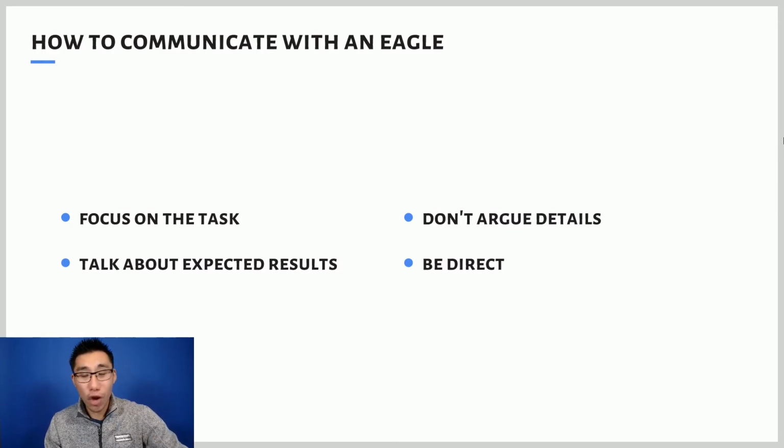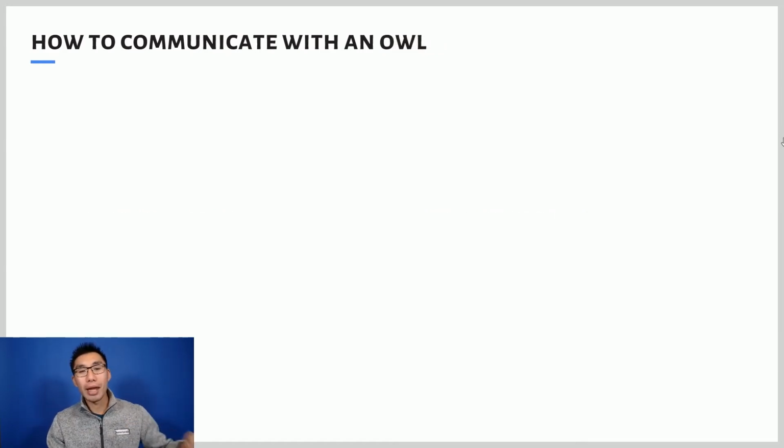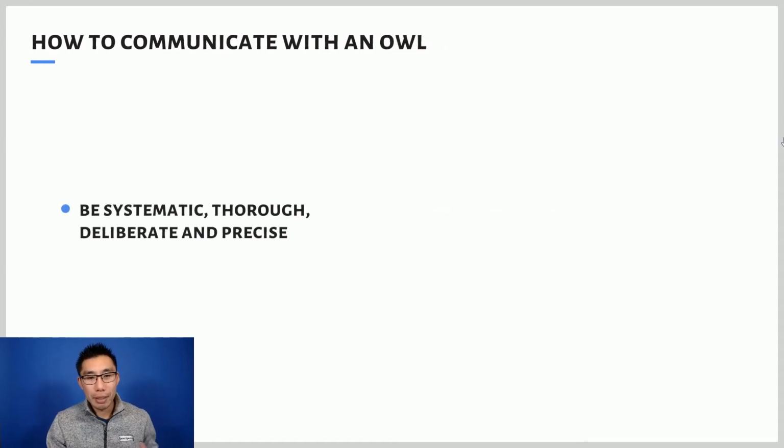They're not trying to annoy you. They're not trying to ruin your life. That's just how they are. So how to communicate with an owl. Be systematic, thorough, deliberate, and precise. And I know some of you watching this are like, oh man, this takes a lot of energy. And that's right, because that's not your natural communication style.